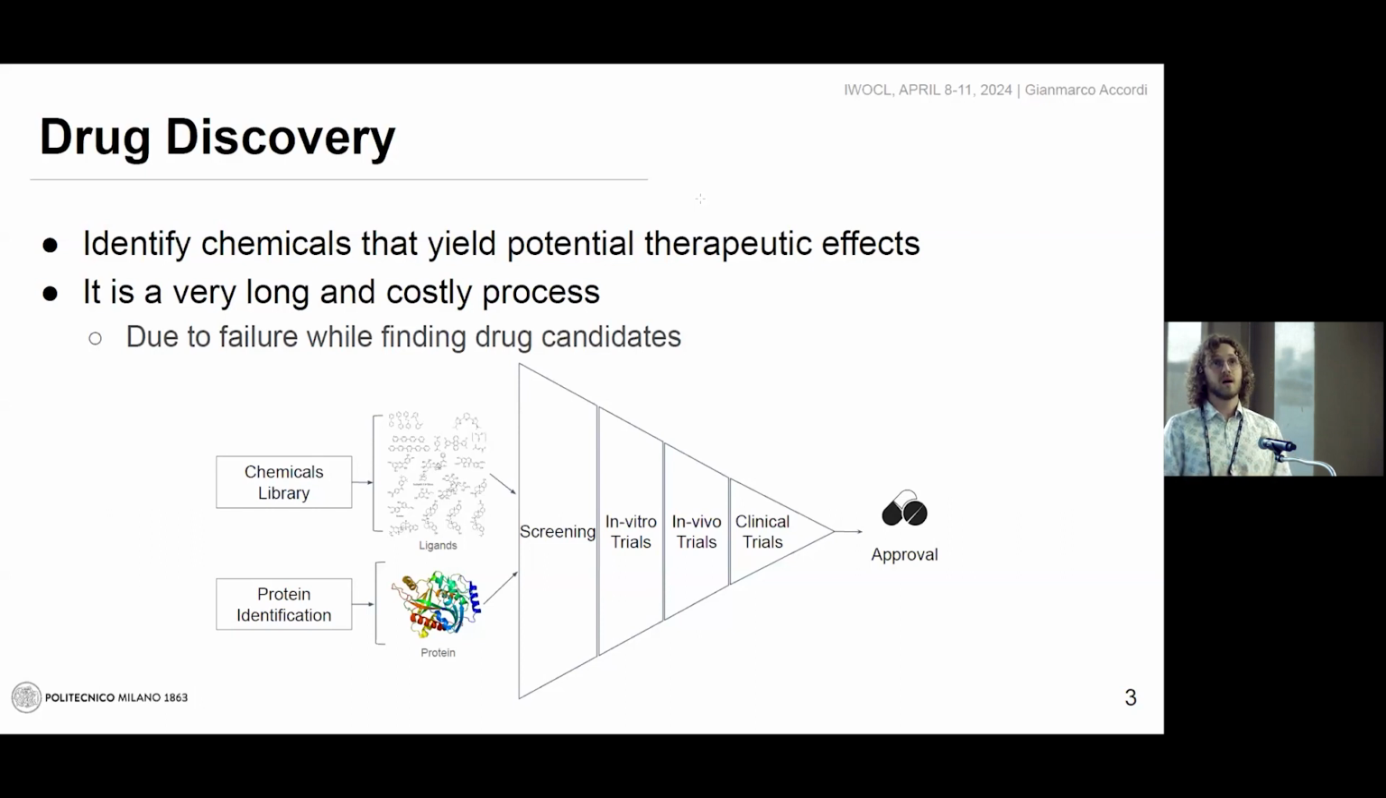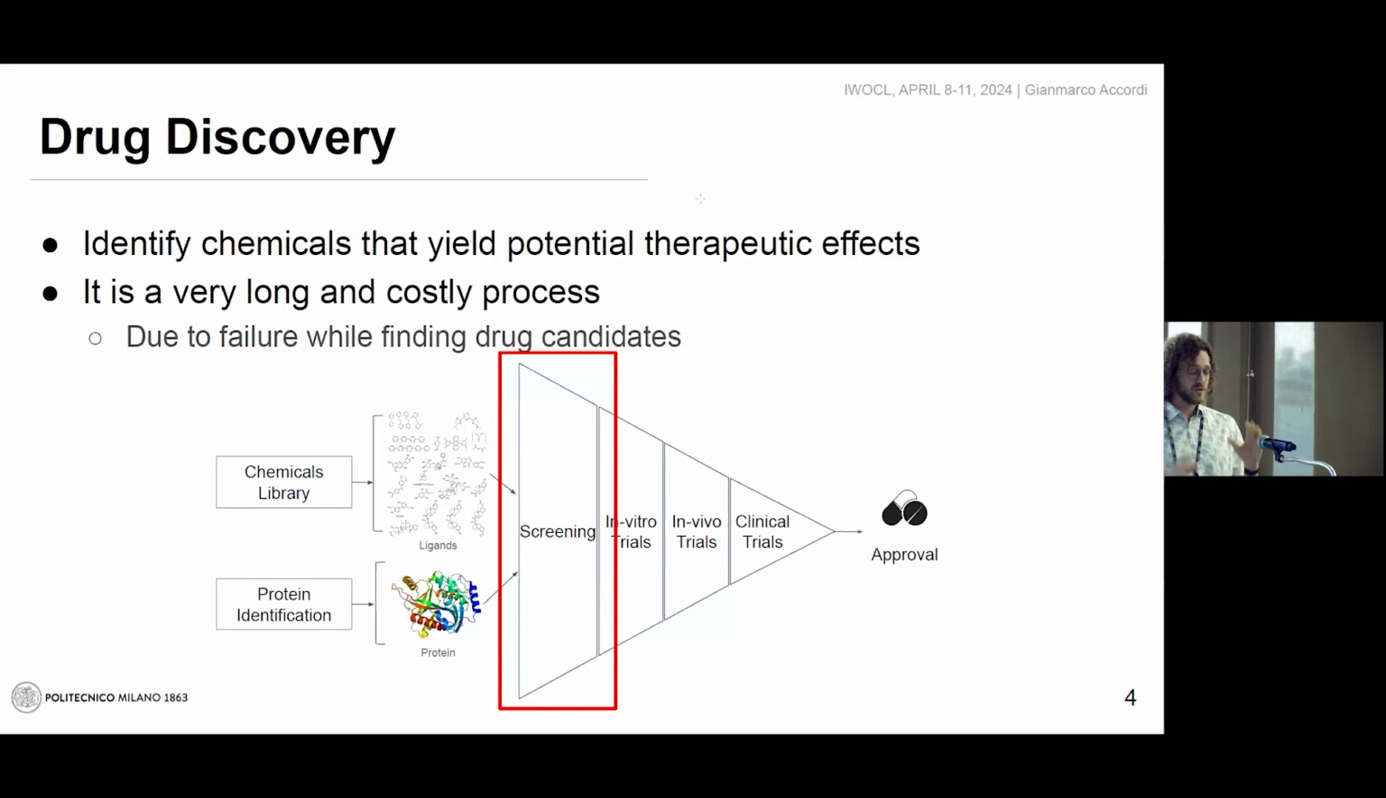Those which are more powerful, more effective against the protein, go to other trials later on, in vitro, in vivo trials, and later on they get approved by some agency. We are mostly interested in the screening part. Since we have this huge library, trillions of drugs you could potentially have, we are interested in understanding how we can improve this process using an in silico system.